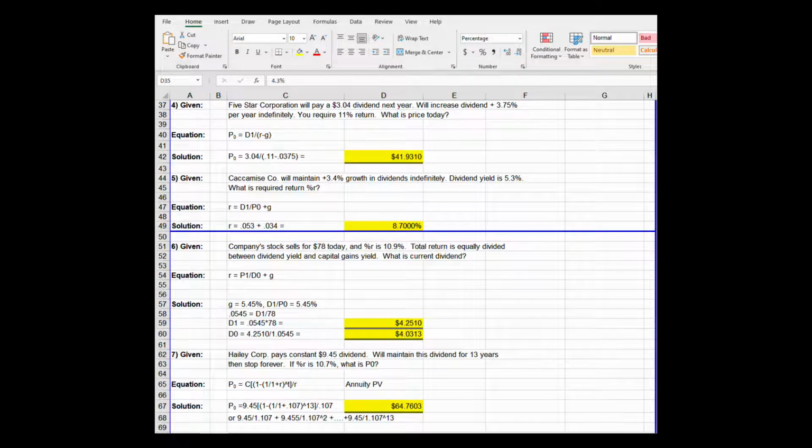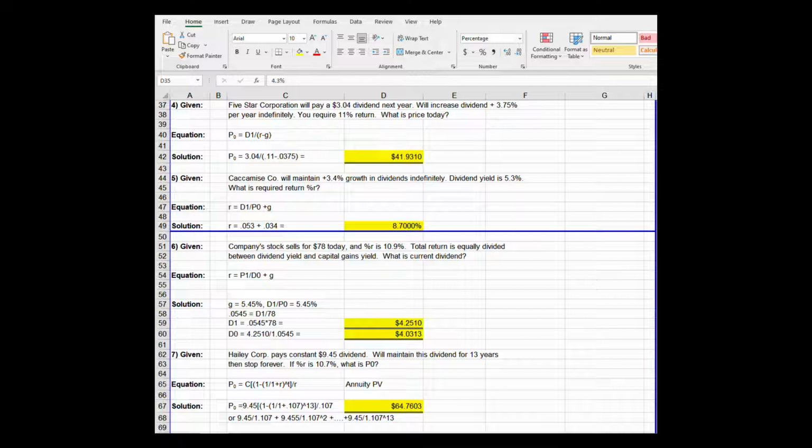In problem 8.4, 5 Star will pay a dividend next year of $3.04. We'll increase that dividend at a constant G of 3.75% per year indefinitely. Your required return R is 11%. What is the price of the stock today using the constant dividend growth formula?